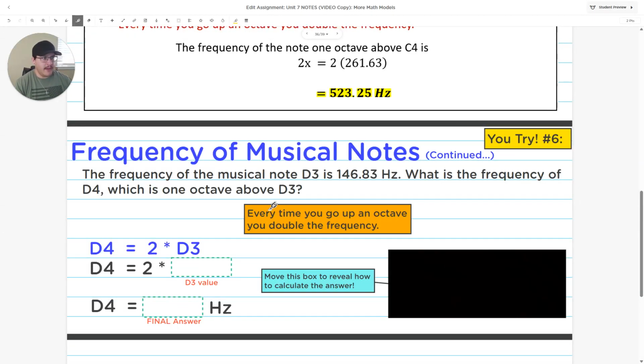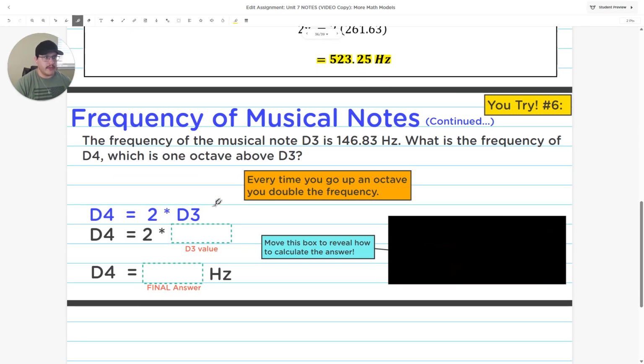Now, I got you try number 6. If y'all are on Class Kick, I would like for y'all to go ahead and pause the video, read through the problem, and try it on your own. See if you can figure it out. And if, again, you're on Class Kick, you move this box to check your answers and see if you did everything right. Otherwise, I'm going to continue on and show y'all how to do this.